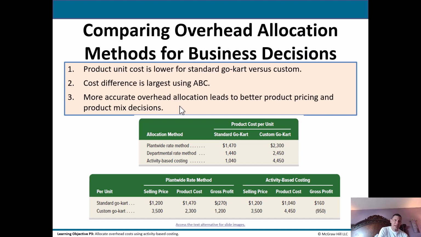Some people say, well, it can't be that big of a difference. Well, it could be, because think about things like, in economics, they talk about price elasticity of demand. Think about how that relates to something like this. Let's say that you're using just a plant-wide rate, and you switched over to ABC, and you realize that for one of your products, you'd been allocating way too much overhead, so therefore the price had been higher.